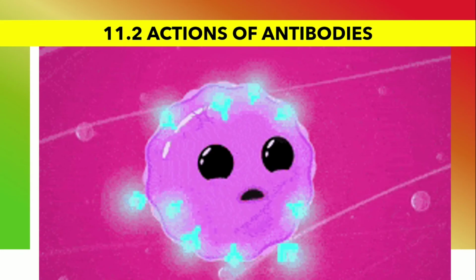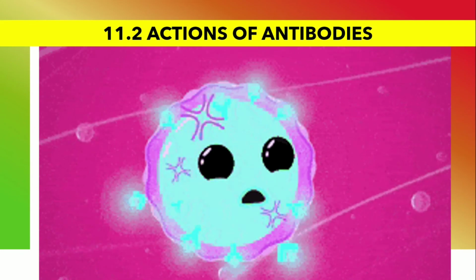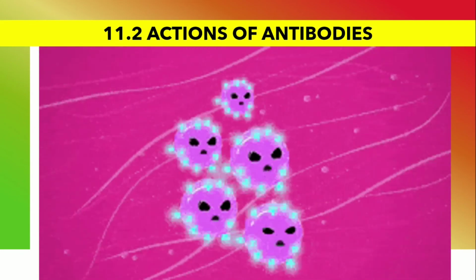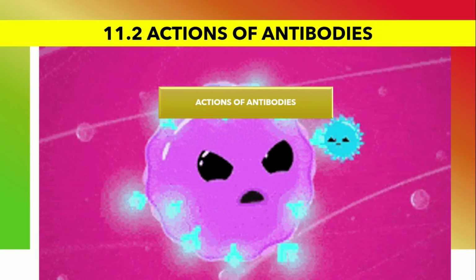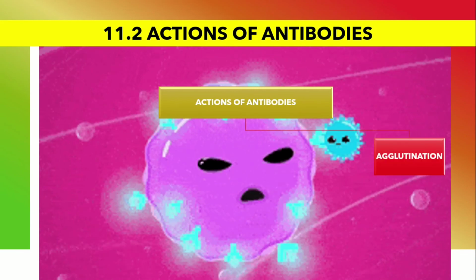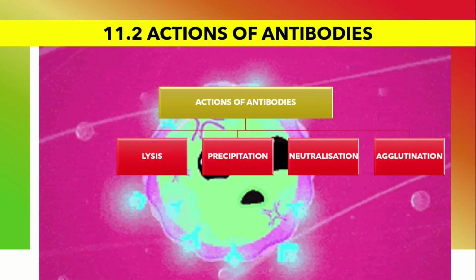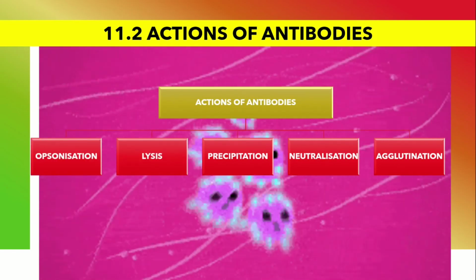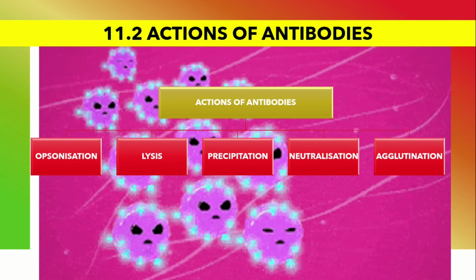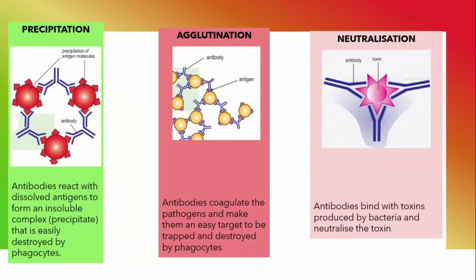Today we are going to continue with the second subtopic entitled Actions of Antibodies. There are 5 types of actions of antibodies, consisting of agglutination, neutralisation, precipitation, lysis, and opsonisation. Without further delay, let's continue with more details about each type of action.